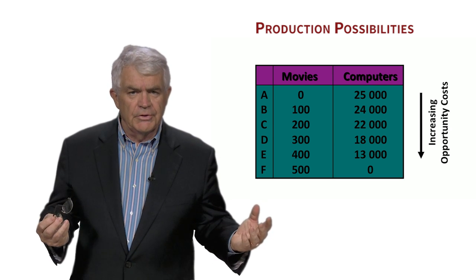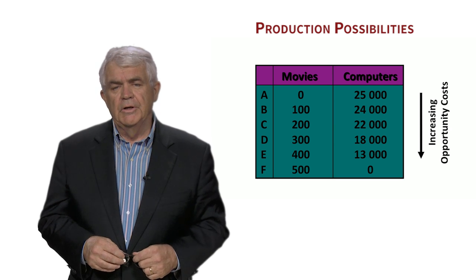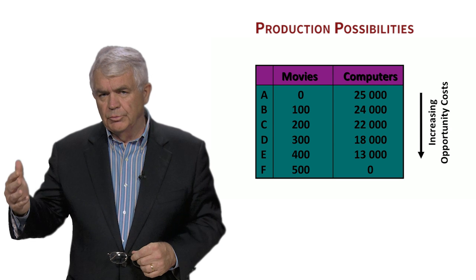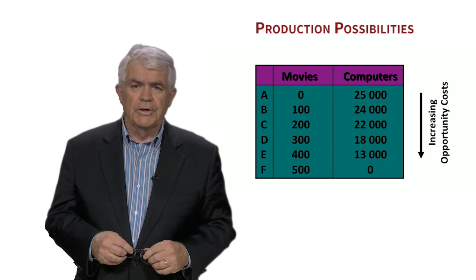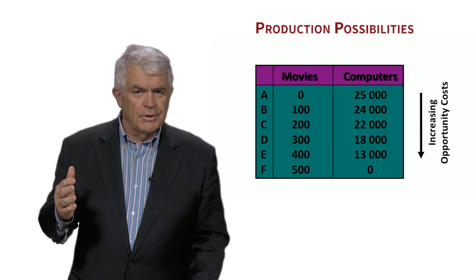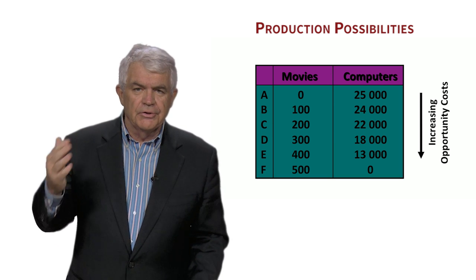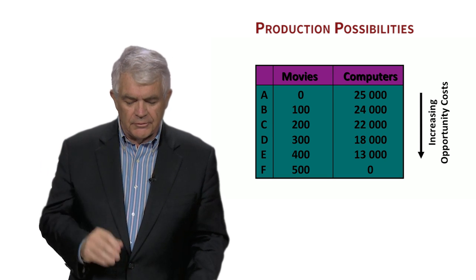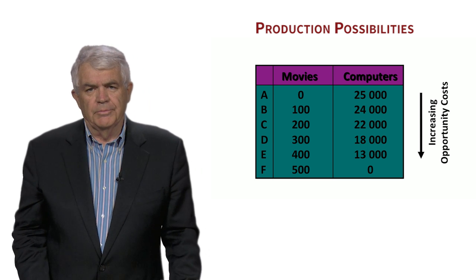If you produce more movies, say 200 rather than 100, that's an increment of 100 if you think about it. You also get fewer computers, but in this case it's even more of a loss. You get a 2,000 reduction from 24,000 to 22,000. So that's another opportunity cost, but it's a higher opportunity cost. It's increased from 1,000, 25,000 to 24,000, and now it's 2,000, 24,000 to 22,000. So the increment is bigger, and that's what we mean by increasing opportunity costs.